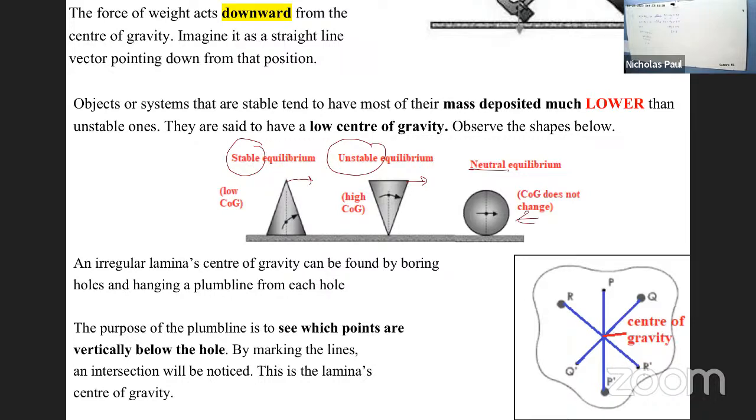That's okay? Neutral equilibrium means that once it is placed, it will go to a new position and look exactly the same. So if I just place this ball, it will be right here in a new position, but in the exact same orientation. So it looks the same. If I just place this, it will fall, probably look like that.